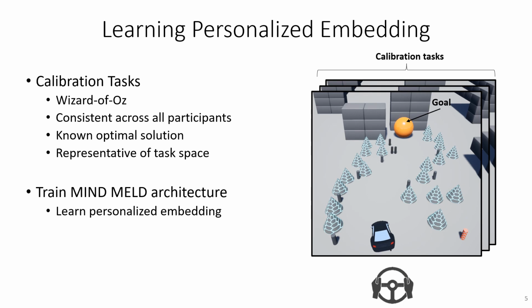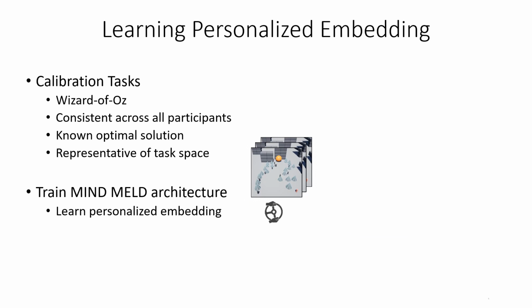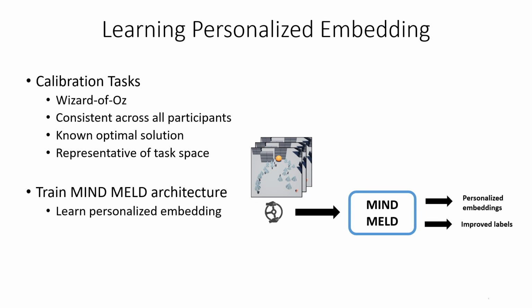We employ calibration tasks to learn an individual style of providing corrective feedback. These calibration tasks consist of Wizard of Oz policy rollouts representative of the task space with known optimal labels. We determine the optimal labels via RRT star and model predictive control. For each calibration task, the agent rolls out a Wizard of Oz policy as shown on the right, and the demonstrator provides corrective feedback. We train our MELD architecture on the optimal labels and corrective actions provided during the calibration tasks to learn the personalized embeddings and mappings from suboptimal labels to better labels.